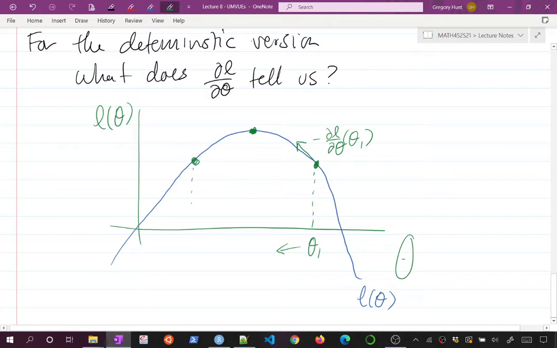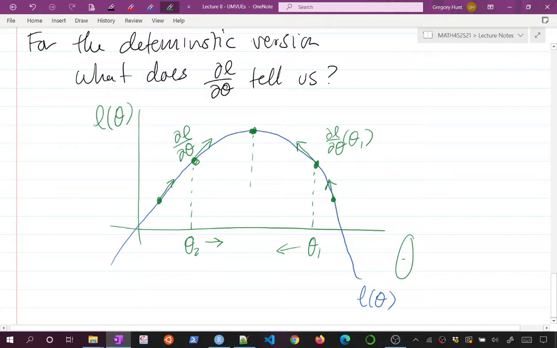Alternatively, if we were to look at some point theta 2 over here and look at dL/dtheta, it would be negative, so it would be pointing this way. Over here, it's going to be positive, and it's going to tell us that to find our MLE, we should move this way. So at the various points, you can think of this gradient or this derivative as pushing us towards the maximum, right?